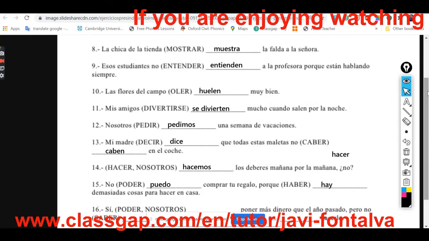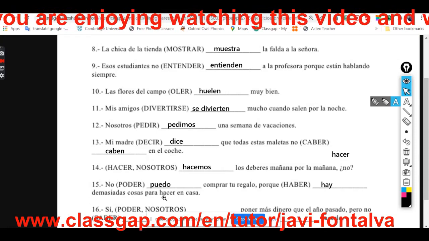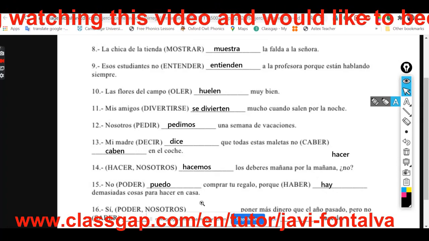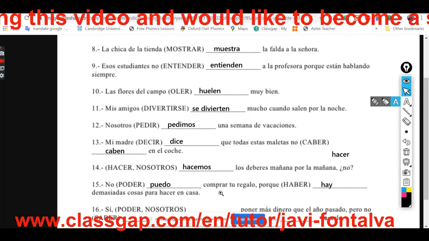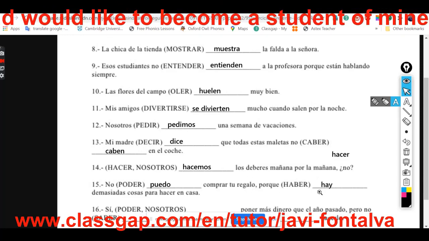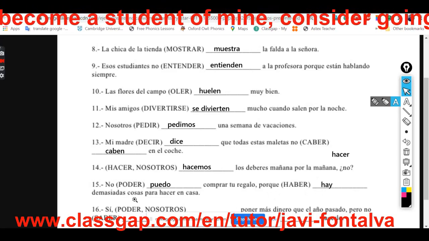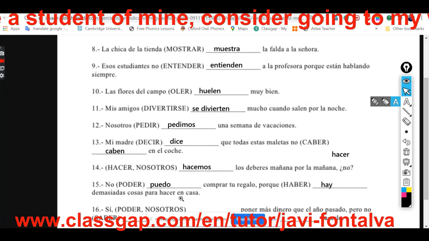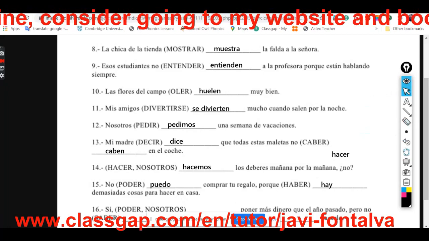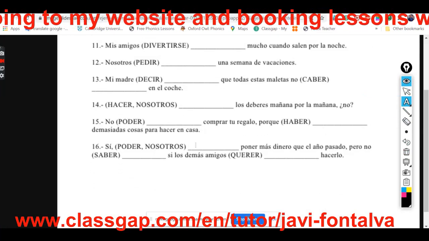Okay, so no puedo comprar tu regalo porque hay demasiadas, too many, cosas para hacer en casa. What does this mean? I can't buy your gift because there's too many things to do in the house. Perfect. Good job indeed. Okay, this is the last one. All right, 16.